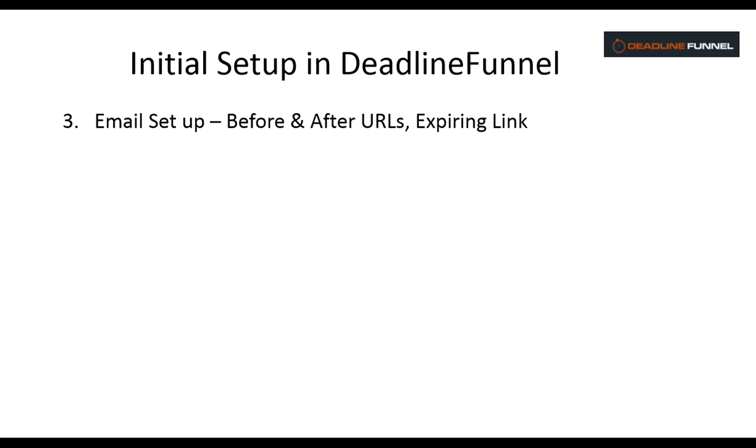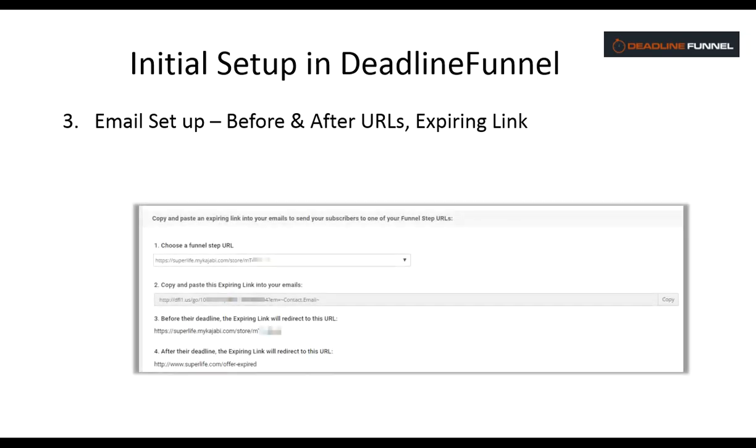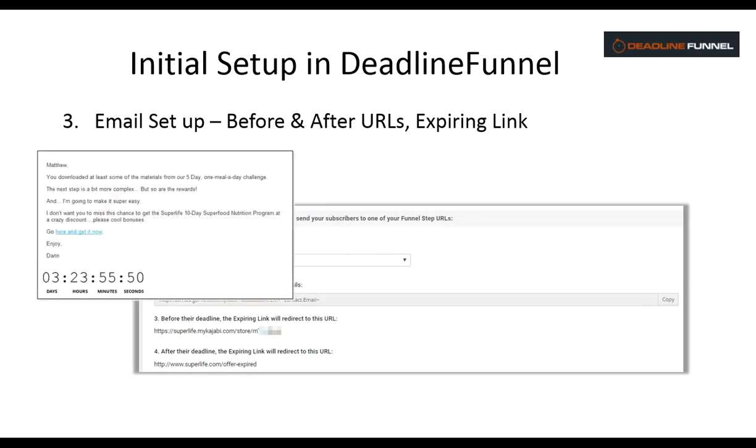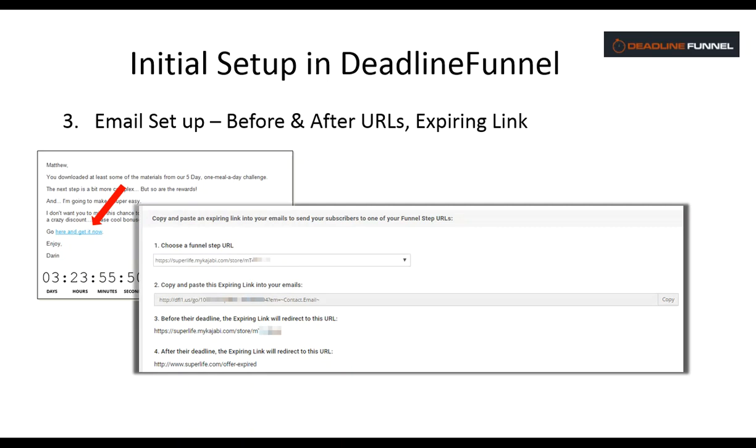So step 3, next thing we want to do in the email setup is create an expiring link with before and after URLs, right? So in the emails you set up, you have links, of course, right? You'll need one URL that will redirect your users to one of 2 pages, depending on how their countdown timer is going at that particular moment. DeadlineFunnel manages it. So you've given DeadlineFunnel the before and after page URLs, and Deadline will provide you with an expiring link, and you copy and paste, as it says, this expiring link into your emails.